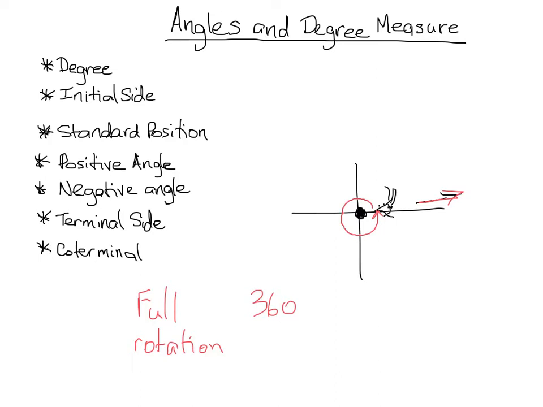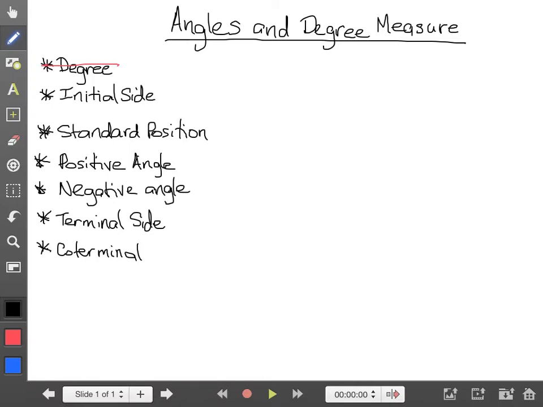One out of 360, so 1/360th of that is a degree. So this little portion right here, let's say if we could fit 360 of those into that full rotation, that is 1 degree. So when I mention a degree, that's what I'm referring to, a small fraction, 1 out of 360 of a full rotation. So we just spoke about what a degree is, so we're done with that.